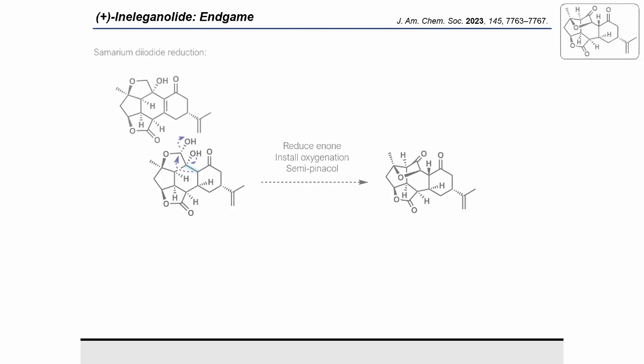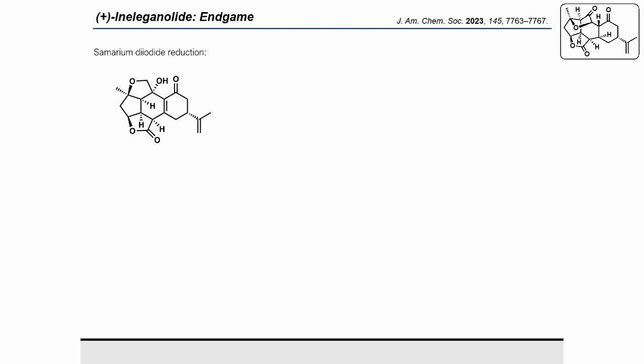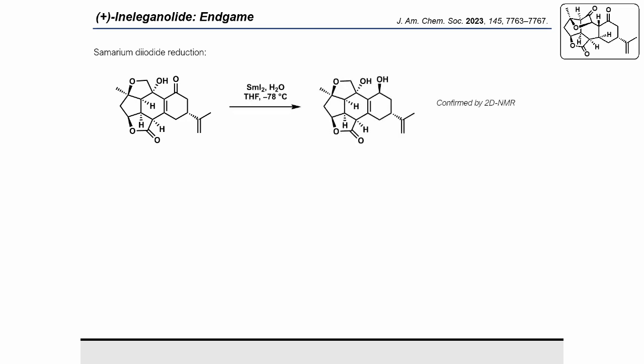Trying to reduce the tetrasubstituted double bond of our enone in a complex setting, we found good reactivity with samarium diiodide as a single electron reductant. However, the product we observed was exclusive 1,2 reduction of our carbonyl group, which we could confirm by NMR. Surprised by this result, we sought out a mechanistic hypothesis.